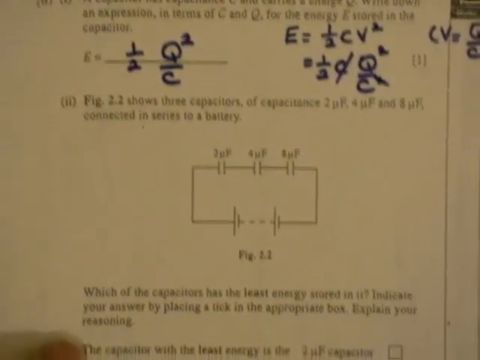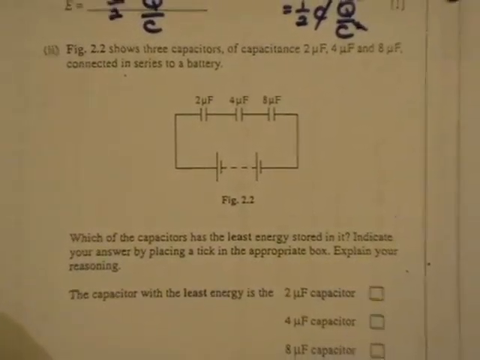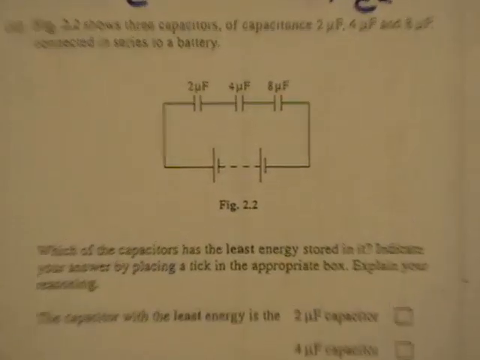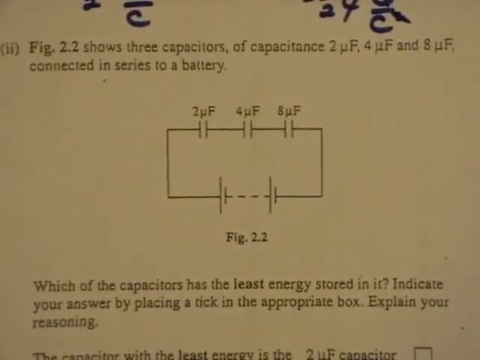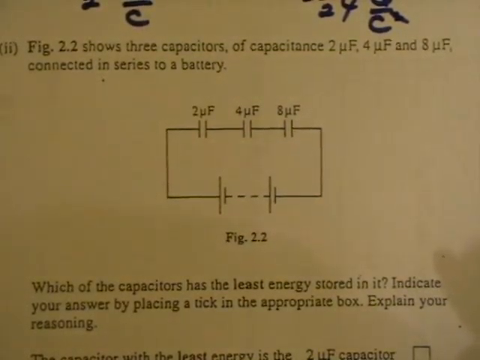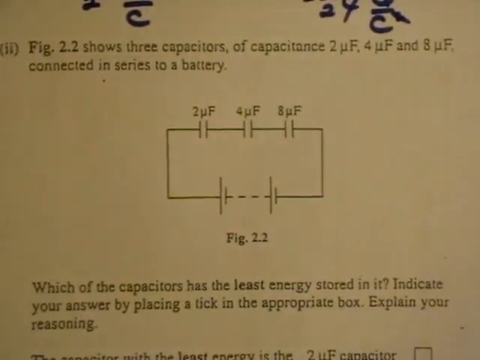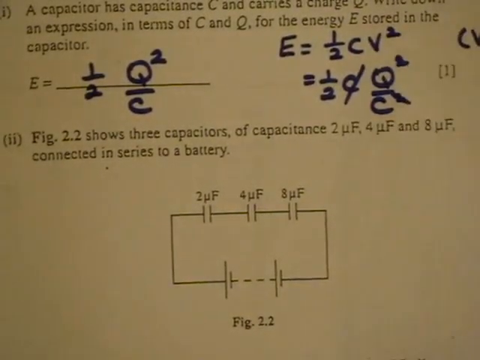Next question. Figure 2.2 shows 3 capacitors of capacitance 2, 4 and 8 microfarads connected in series to a battery. So you have 2, 4 and 8. Which of the capacitors has the least energy stored in it? Indicate your answer by placing a tick in the appropriate box. Explain your reasoning. Now, we're going to write down one of the equations which has got C in it. And the one above, really, very often that gives you a wee clue. Half Q squared over C.